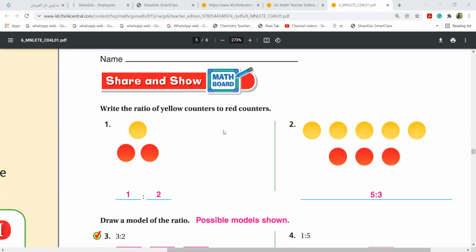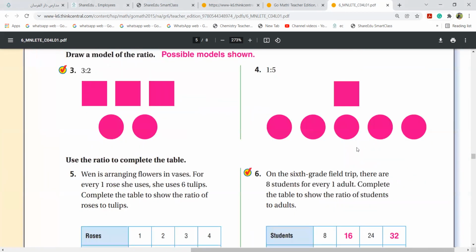Jana? If in the same question, number 2, I ask red to yellow, what will be your answer? Red counters to yellow counters. No. Here they ask yellow to red, but with the same colors, if they ask you red to yellow, what are you going to write? 3:5, okay?